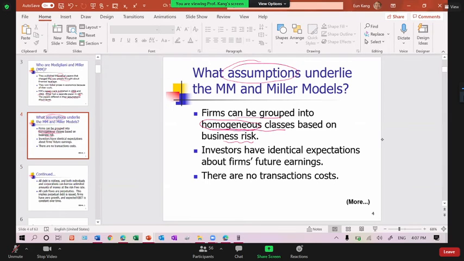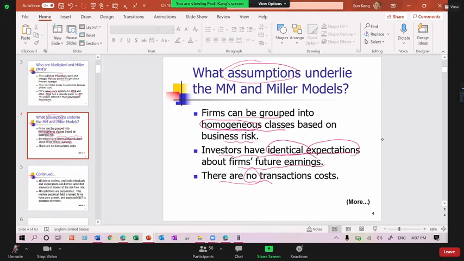And next, look at this next assumption. Investors have identical expectations about firms' future earnings. That's also not true, right? If that's the case, then there should be no trading. Everybody has the same information. Who wants to buy, who wants to sell? They buy because they think it is undervalued. They sell because it is overvalued, something like that. So in other words, they have different information or opinions. That's why they trade. But they say identical expectations. That's definitely wrong, not correct.